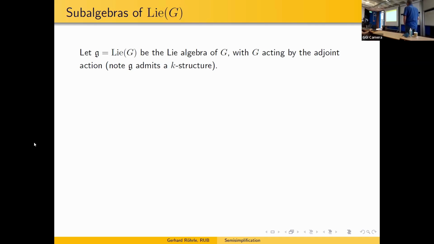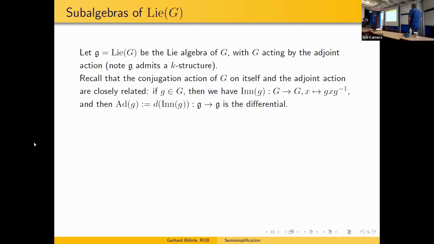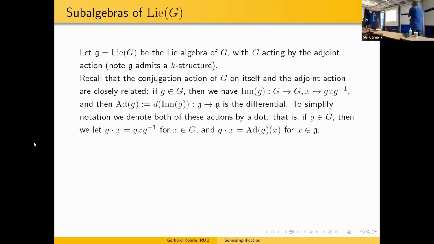Write g for the Lie algebra of my reductive group G, and as I said, we act on it with the adjoint action. The conjugation action itself and the adjoint action are related: the derivative of the conjugation action is the adjoint action. That will play a role later on. To simplify notation, I just write G dot X. In context, if X is in the group, then it's conjugation; if X is in the Lie algebra, it's the adjoint action. I just don't want to write it out differently.